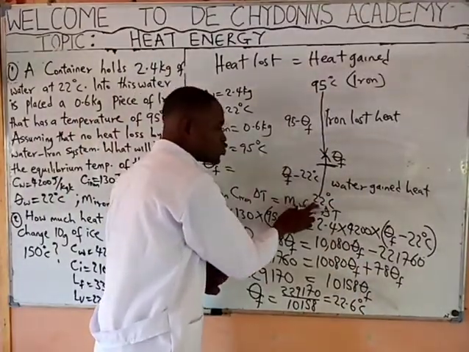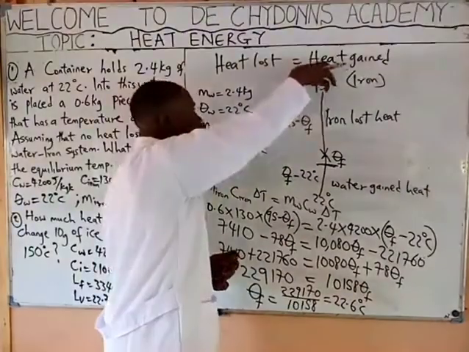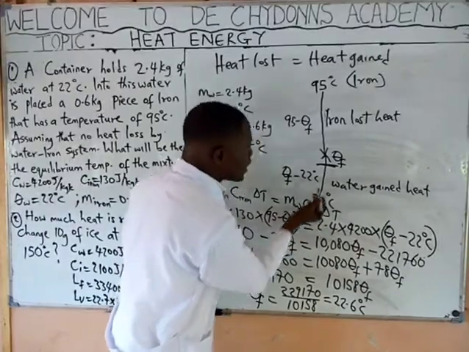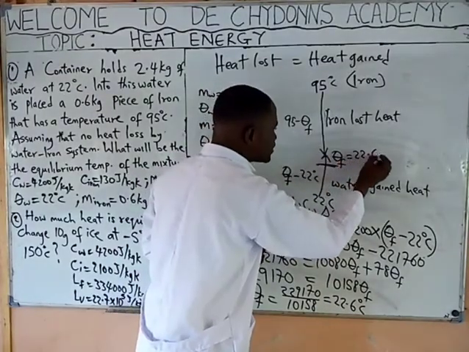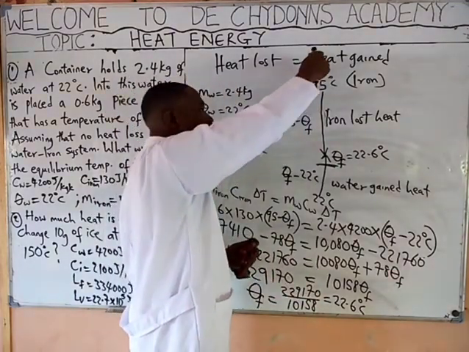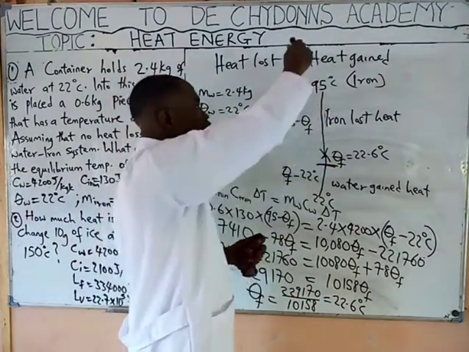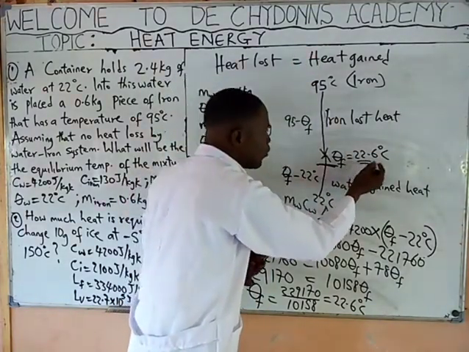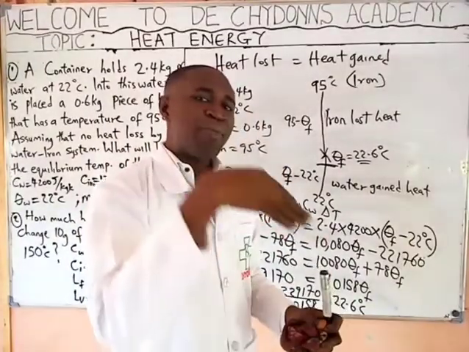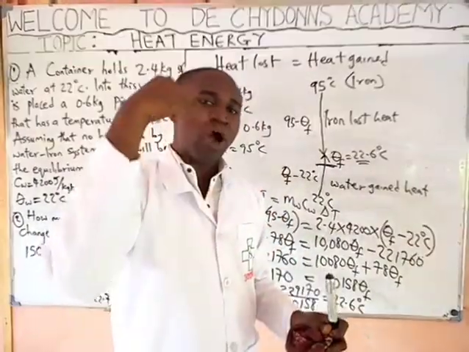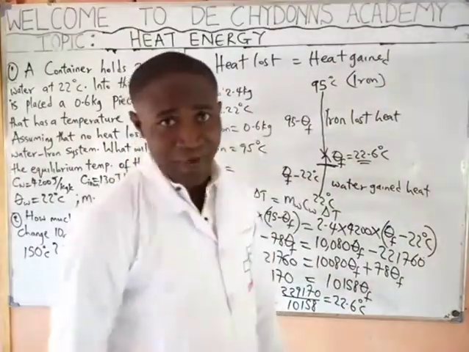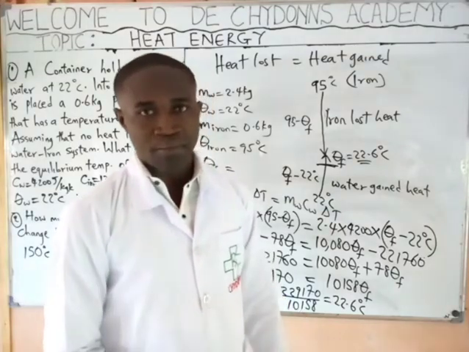So what it simply means is that when you put that hot iron or hot boiler inside this water that is 22 degrees Celsius, the temperature of the water, which is 22, will increase to 22.6 degrees Celsius. While the temperature of the iron will reduce. And once it reduces, it will reduce to 22.6. That is, when you put your hand inside that water, the temperature of the water and the temperature of the iron will be the same, and that temperature will be 22.6. That is the final or the equilibrium temperature.